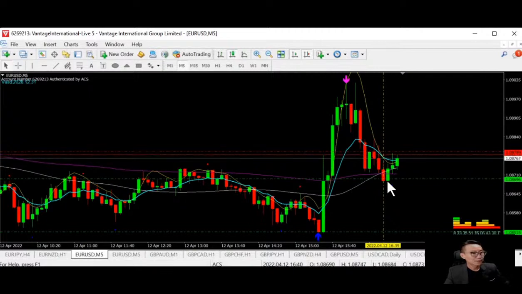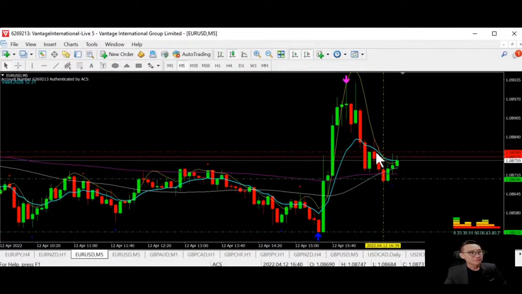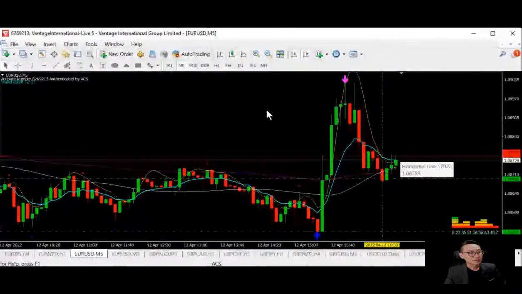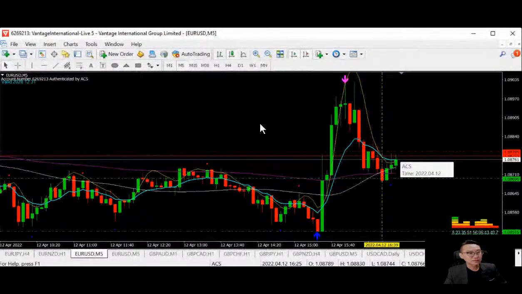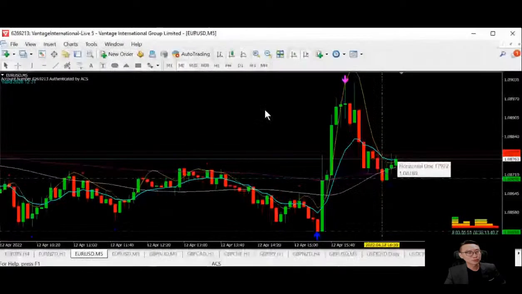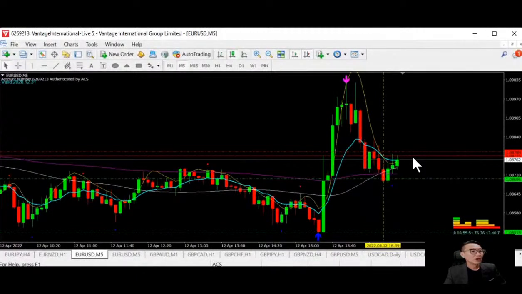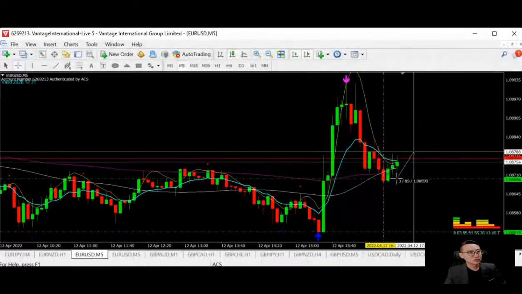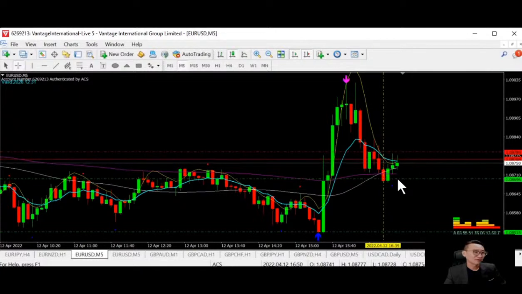So in this area, this is the resistance. It tested and got rejected, that's fine. This is the resistance that I'm going to pay attention to. From this resistance to where I enter here, it's 9 pips.